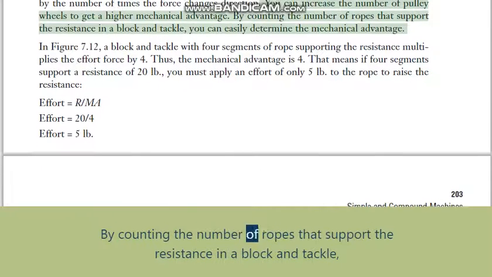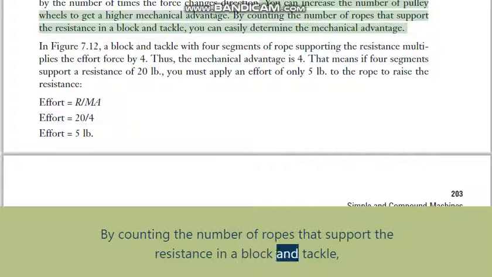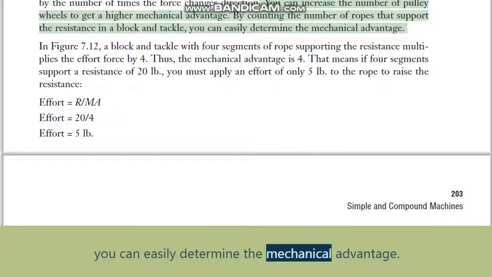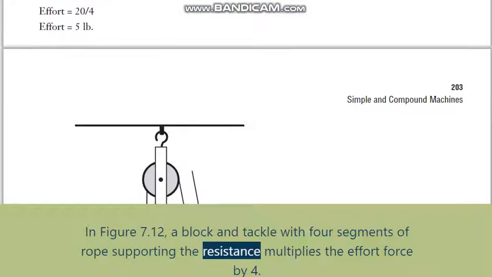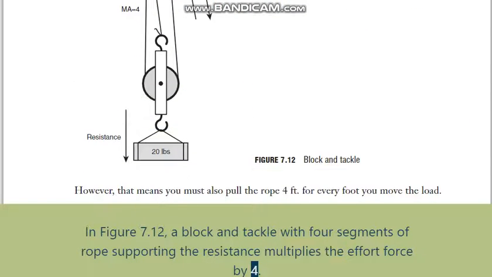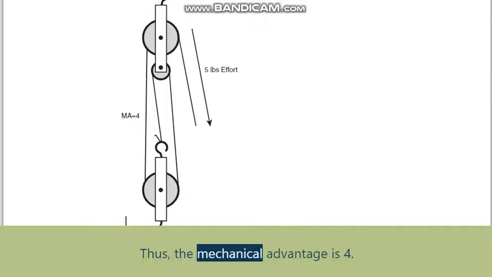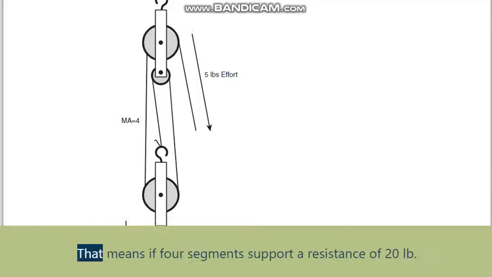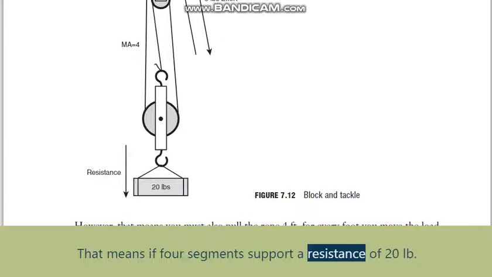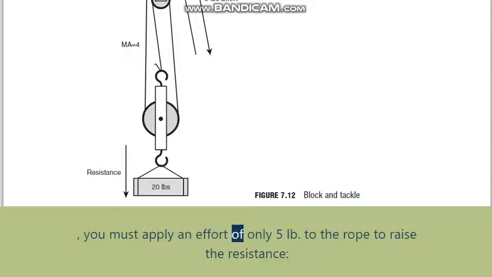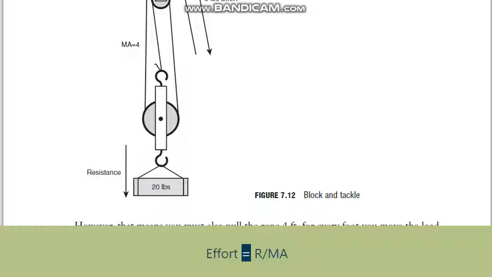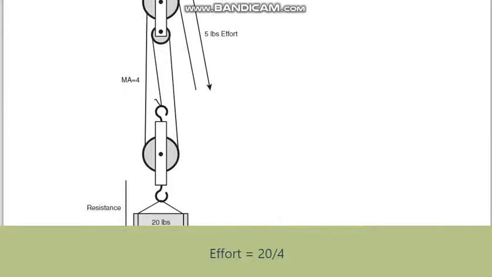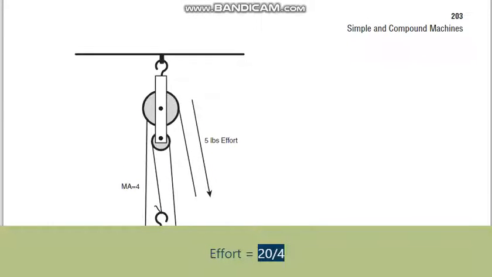By counting the number of ropes that support the resistance in a block and tackle, you can easily determine the mechanical advantage. In figure 7.12, a block and tackle with 4 segments of rope supporting the resistance multiplies the effort force by 4. Thus, the mechanical advantage is 4. That means if 4 segments support a resistance of 20 pounds, you must apply an effort of only 5 pounds to the rope to raise the resistance. Effort equals R/MA. Effort equals 20/4.